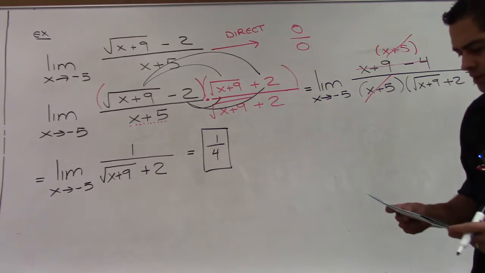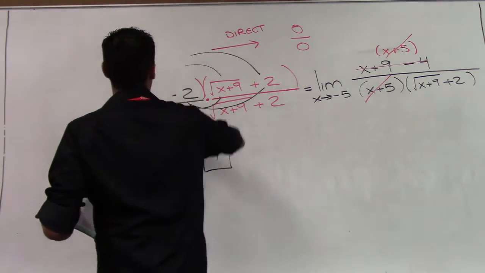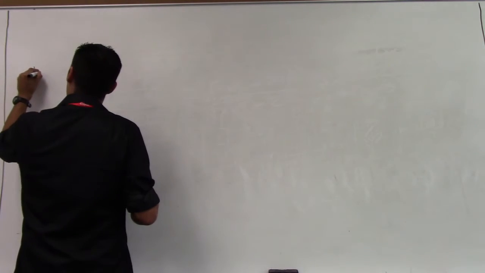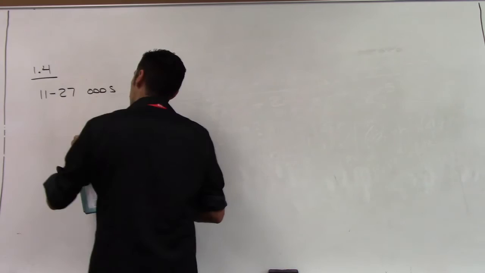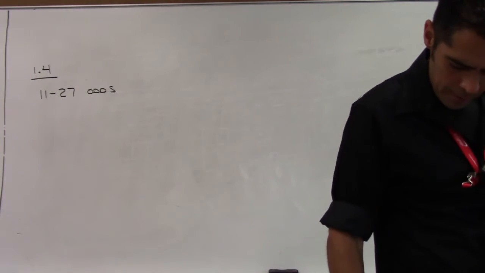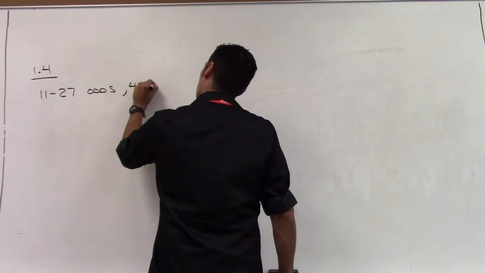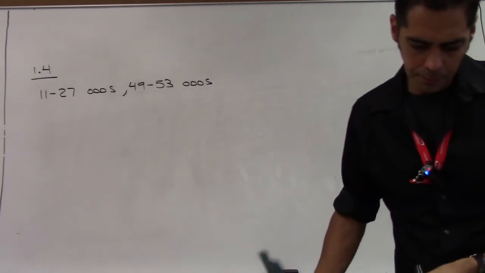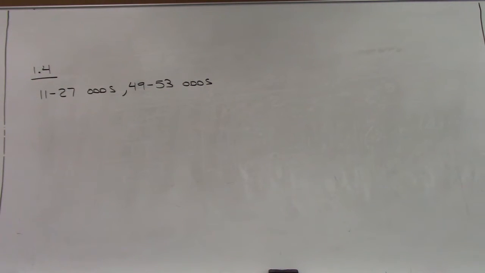Okay, I'm going to modify this homework assignment. Get you down to business with this. For 1.4, I want you to do 11 through 27 odds. And then 49 through 53 odds. Now 49 through 53 odds we haven't talked about, so I need to talk a little bit about that now.